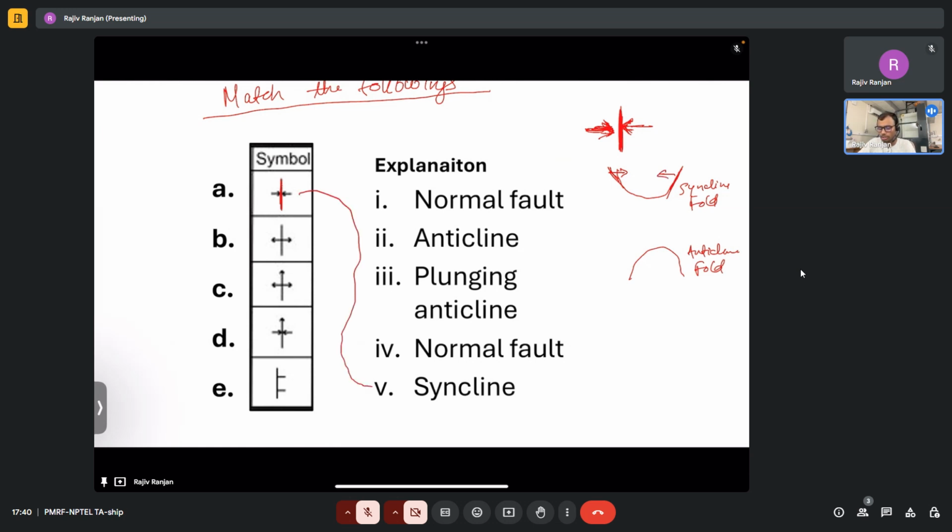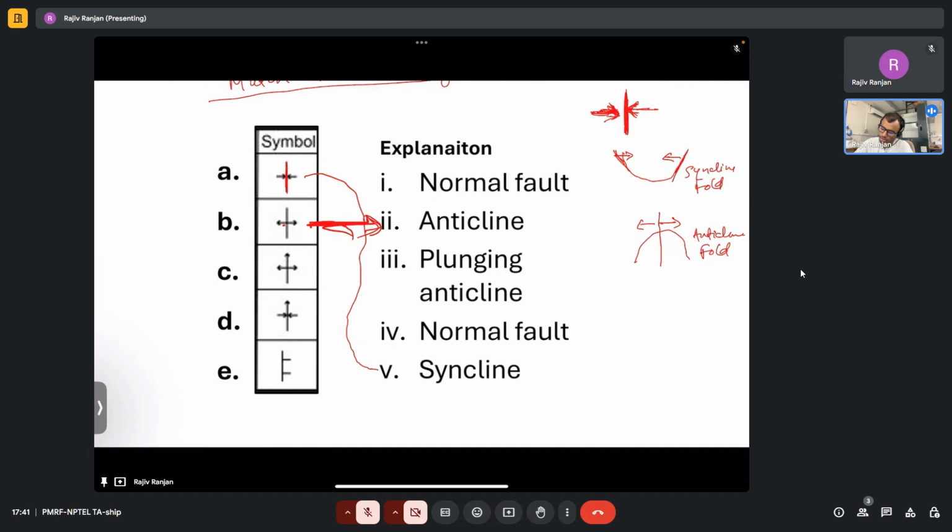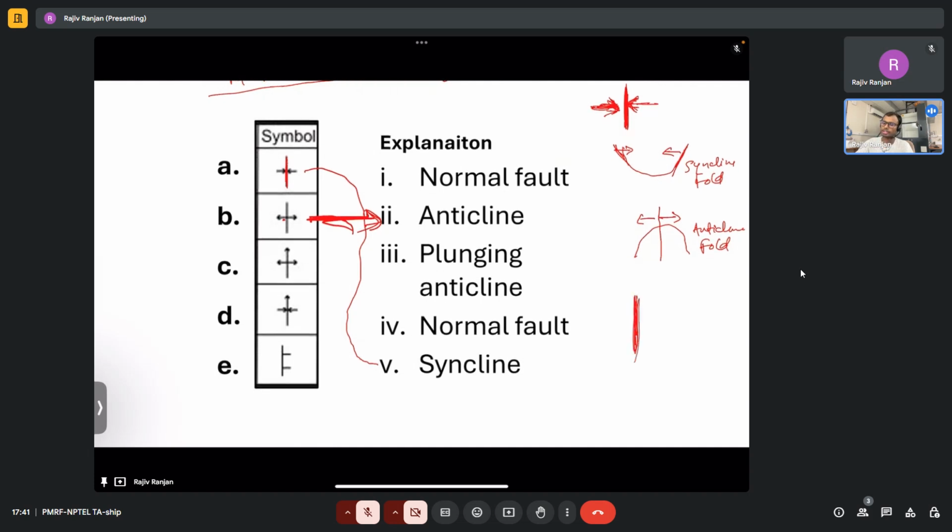And if you see option B, it's dipping in this way, it is dipping in this way. So this is a representation of anticline. Option C, if you see there, this is the dip direction. Option C is like this. So this is the strike. It's dipping away. So it's very clear that it's an anticline, right?